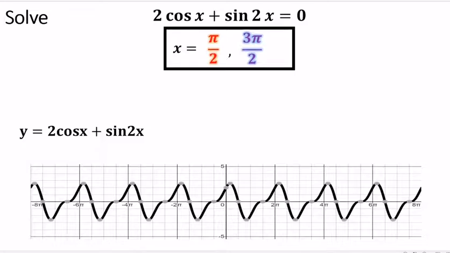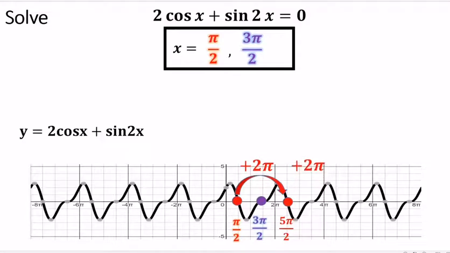Notice there are quite a few x-intercepts. All of these x-intercepts are solutions to the equation. The first two to the right of the y-axis are the two that we found when we only looked at solutions from 0 to 2 pi. Notice if I start with pi over 2 and add 2 pi, I get to an x-intercept, which is 5 pi over 2.